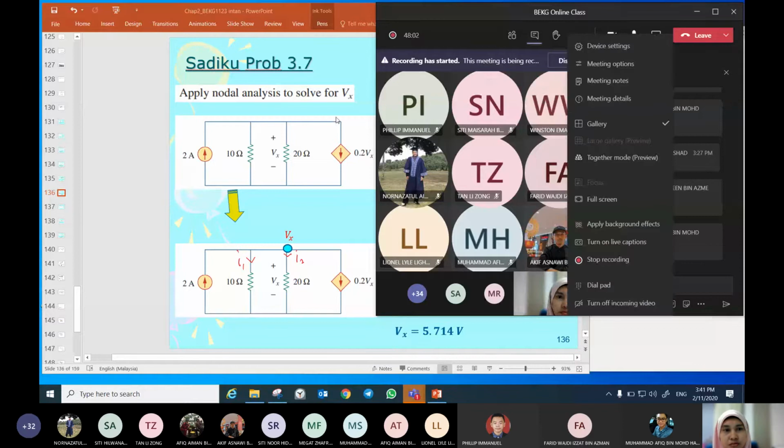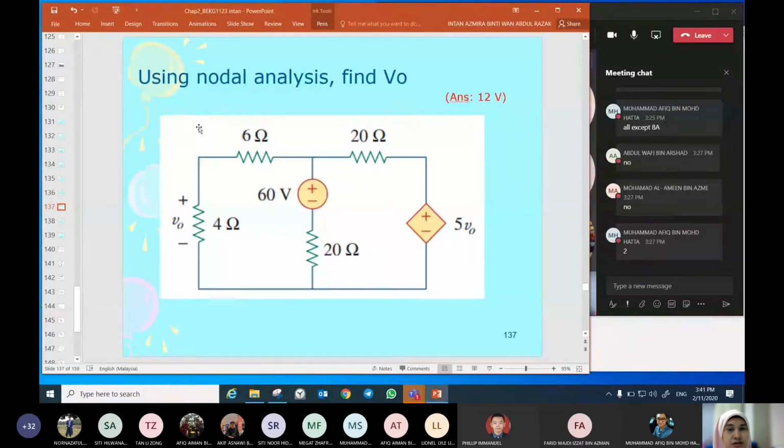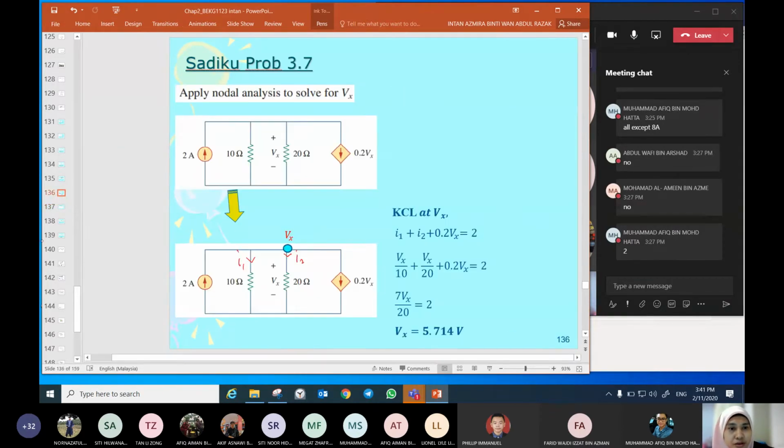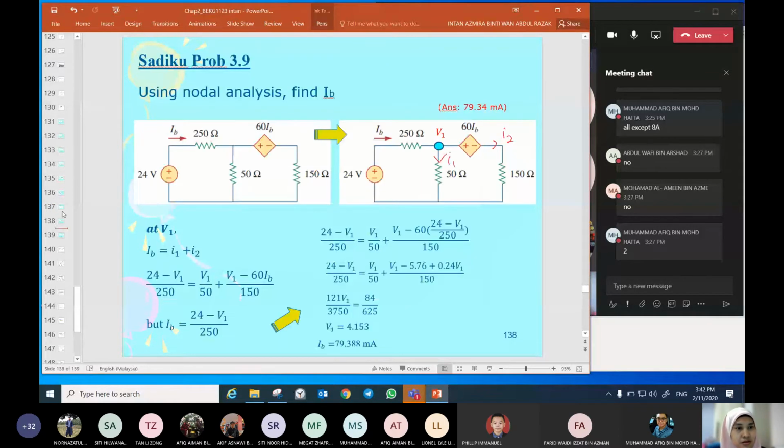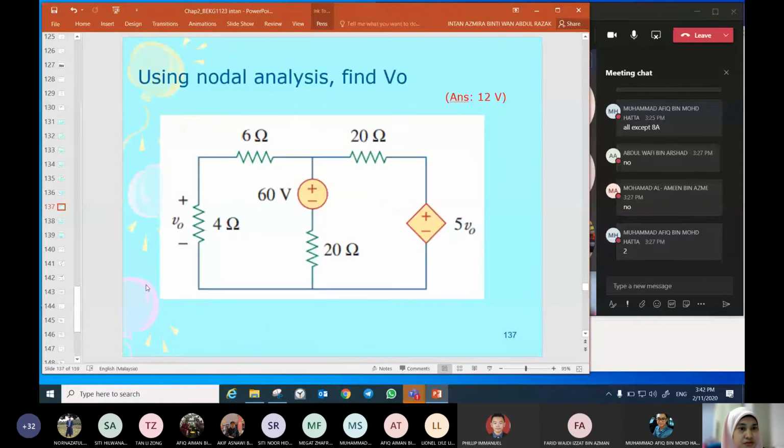This is another example, but this is the question that you need to answer in Microsoft Forms. That will be recorded as your attendance for another slot. Luckily you have the answer here. If you get the same answer as this, consider that your answer is right, provided that your flow of calculation is correct. So do it yourself. You must use nodal analysis.